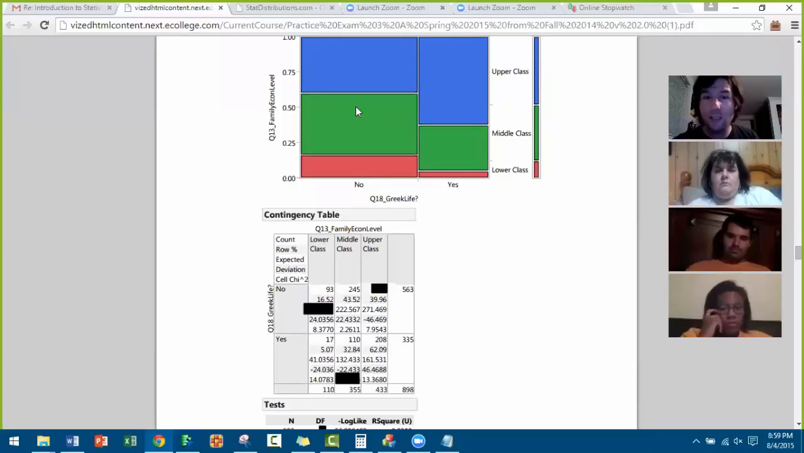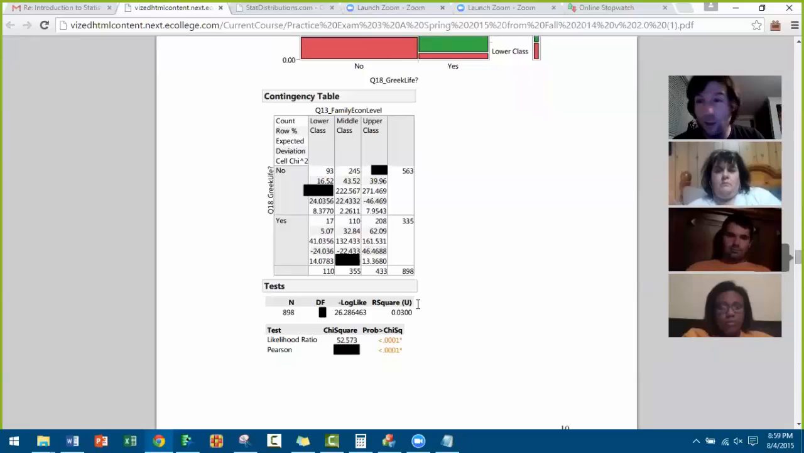It's just a fact. But does it describe 100% of the variation? No. It only describes 3% of the variation. 3% of the variation in your family's economic level is explained by Greek life. That means there's a lot of other things that explain it. And that's why you say, oh, this is significant in explaining it, but it only explains 3%.